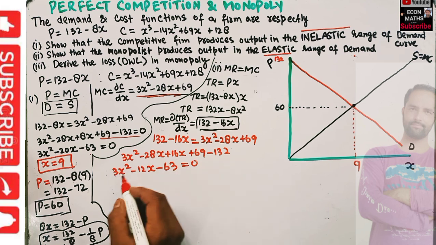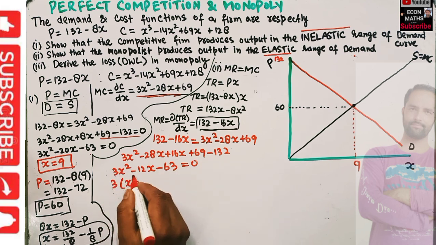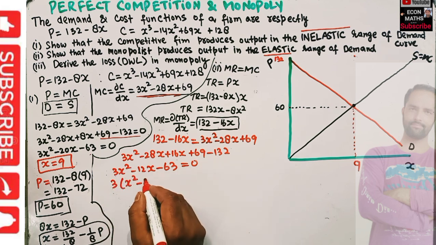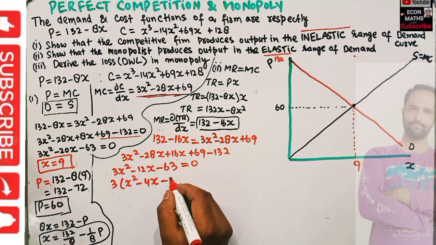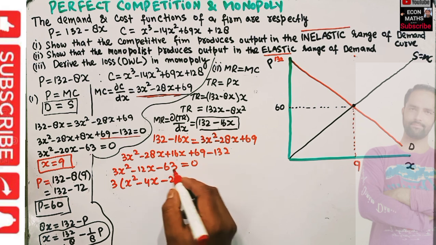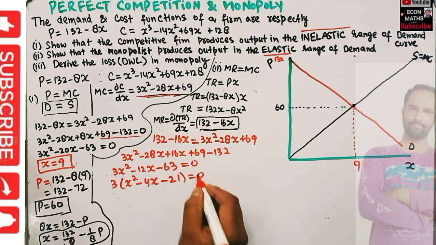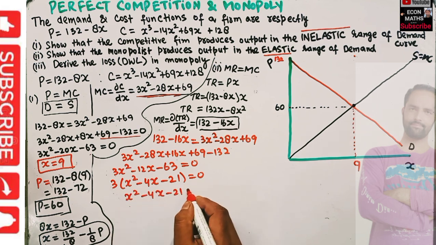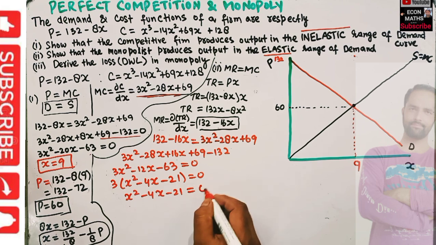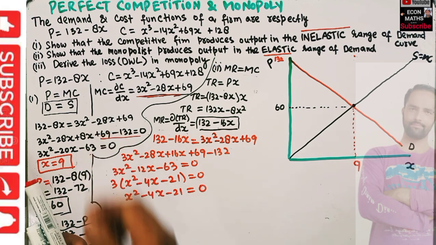Now 3, so we can take 3 common. We have x square minus 4x, 3 2s are 6, 3 7s are 21, equal to 0. Okay, so transposing this here, we get x square minus 4x minus 21 is equal to 0, 0 divided by 3 is 0. Now we have the quadratic one, and it is a little bit easier than this.